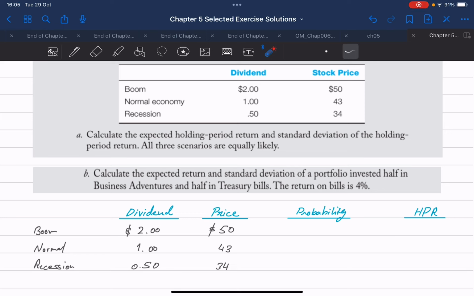Now the probability, as the question says, all 3 scenarios are equally likely. So from that, we know that each scenario's probability is going to be 1 over 3. So 1 divided by 3. In a decimal format, I'm going to write it as 0.3333, and that would be the same for all 3 scenarios.